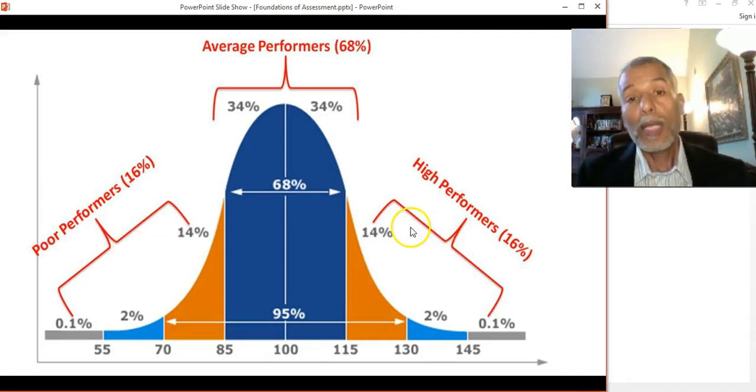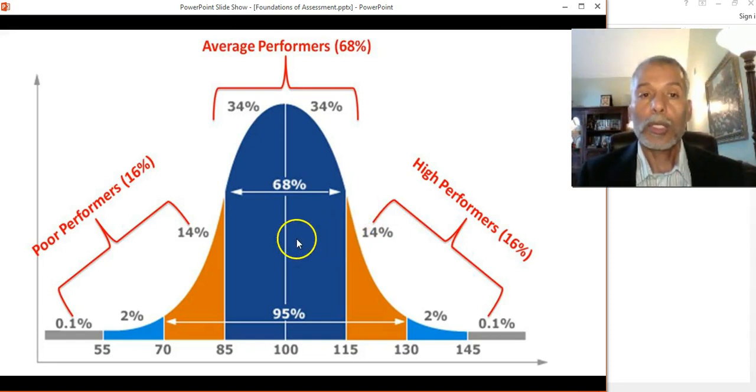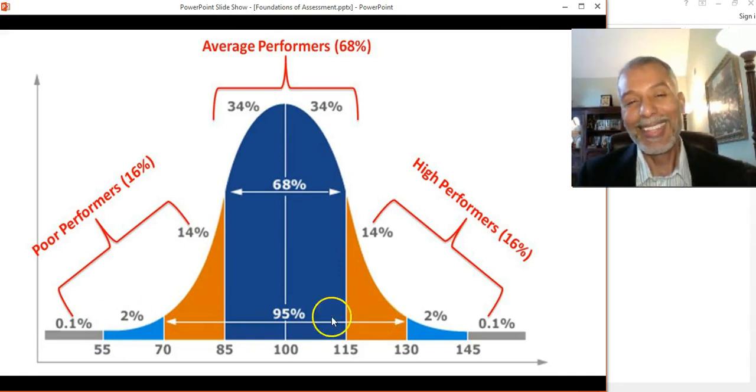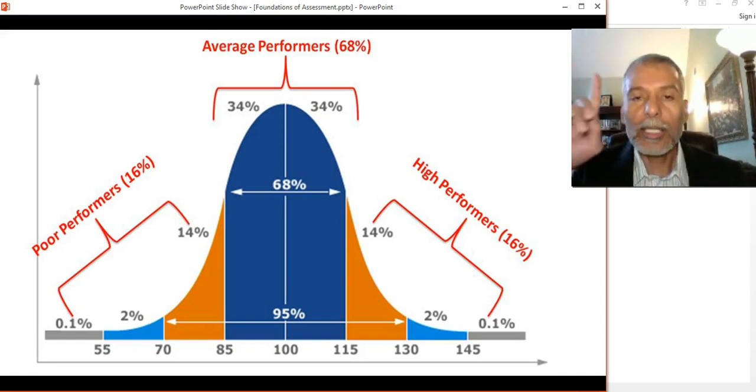A standardized test is going to give you scores that can be plotted on this curve. Have you seen a bell, like the Liberty Bell? See, this curve is shaped like a bell. We call it the bell curve. And it's going to show the normal distribution of performance in any population. Whenever you give any particular test.